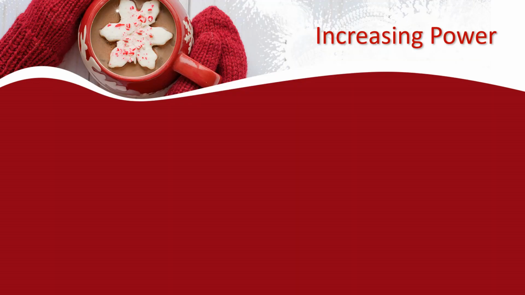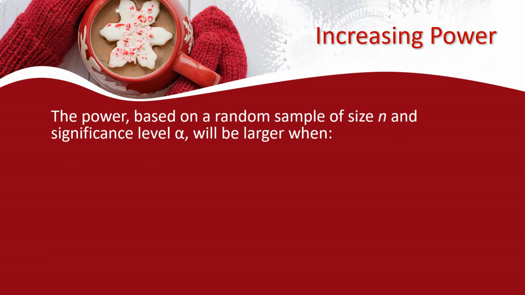Okay, so to sum up what we just did, increasing power. How do we increase power? The power, based on a random sample size of n and a significance level of alpha, will be larger when... These are the conditions that increase power. When the sample size n is larger and all other things are held constant, my power goes up.